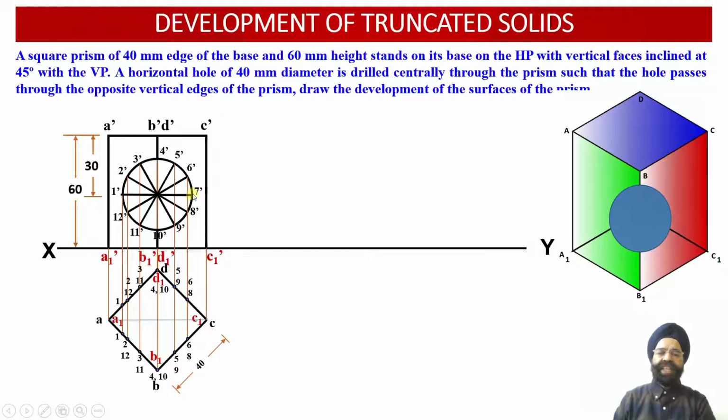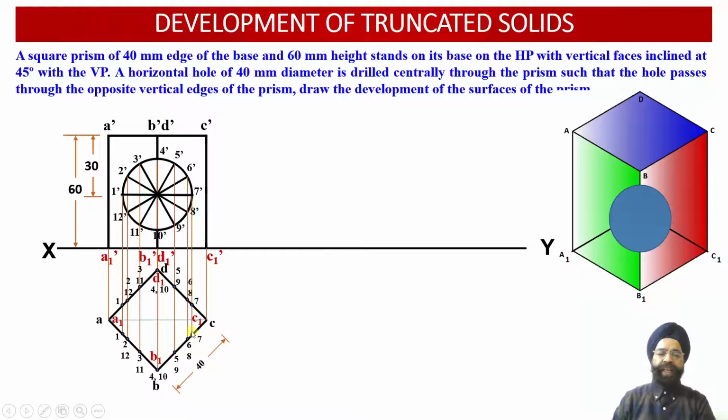And finally, this last point is 7 dash. As we look at this point of intersection from the top, point 7 dash will be projected onto the rear side at this location. That is, as we move from corner C to corner D alongside this edge CD, at a distance of C to 7 on the rear side, we'll be able to locate the vertical projector onto which point 7 will be located over here.